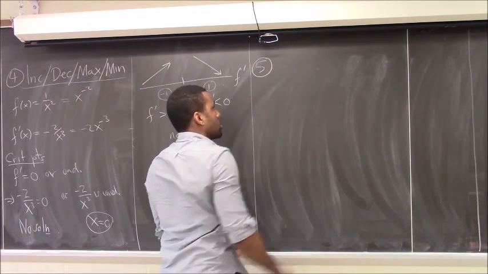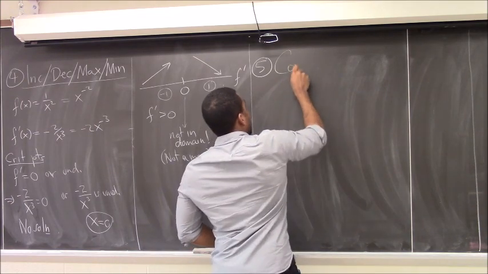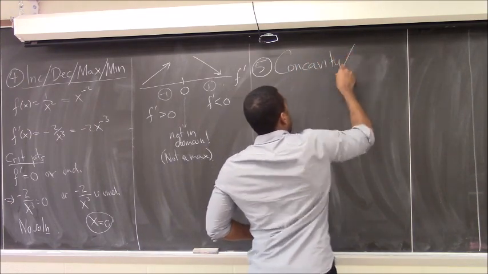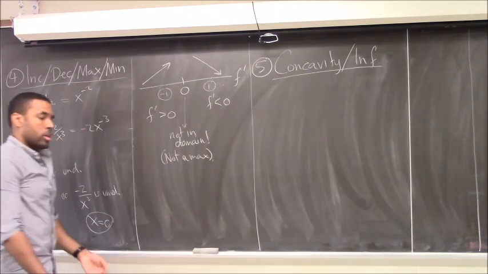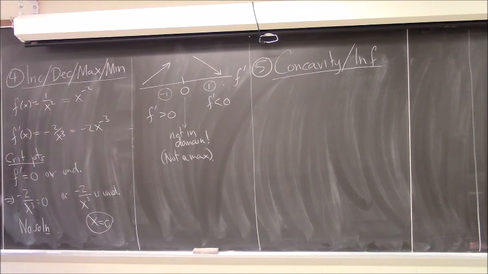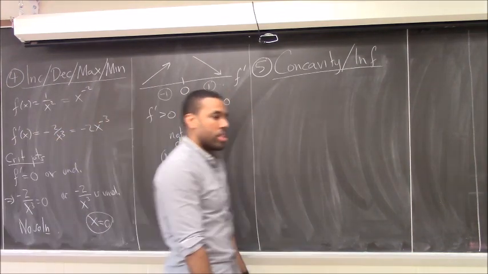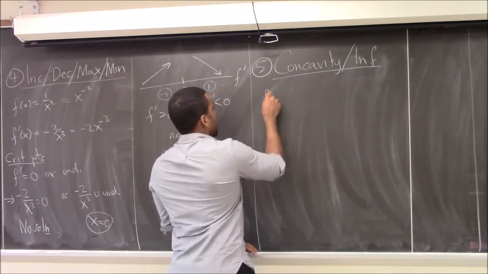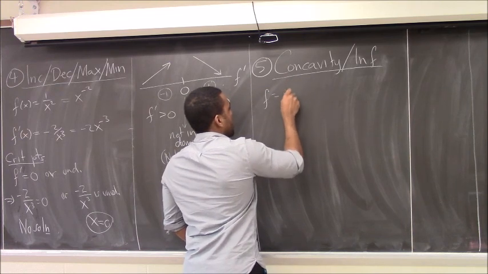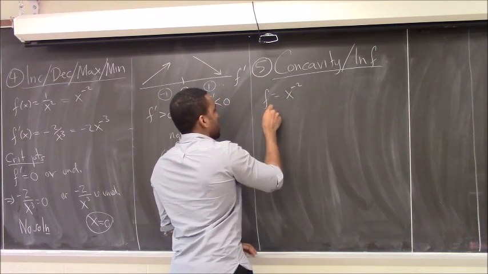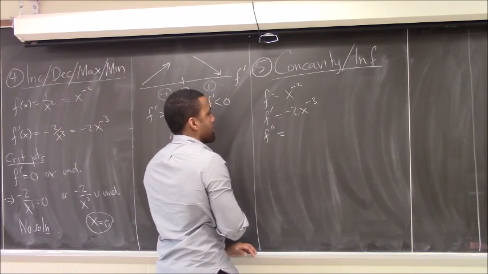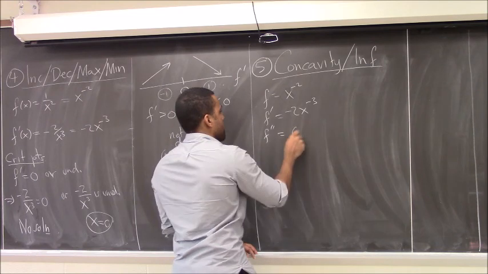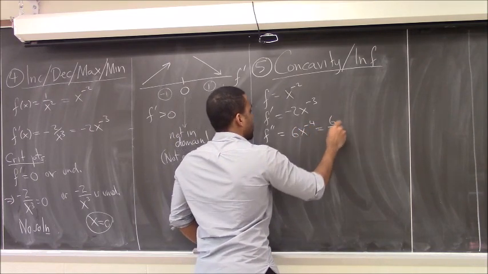Fifth step. We're going to want to figure out concavity and inflections. If you refer back to that table we did a long time ago talking about what the different functions do, you'll realize that to talk about this, you talk about the second derivative. So I know f prime is this. So f double prime is what? 6x to the negative 4. Or 6 over x to the 4th.